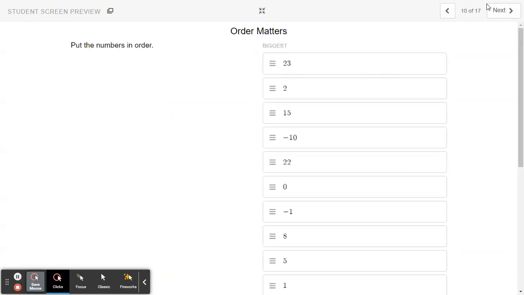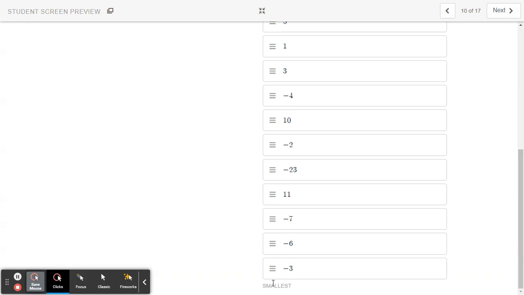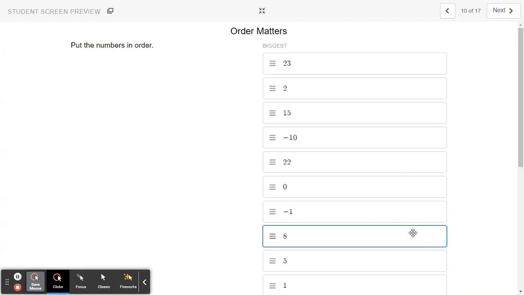Okay, so now here's where I want you to pause. I want you to take a second to think about what we were doing. Put these in order from the largest numbers to the lowest. So you can go ahead and pause. Okay? And here's what I'm going to do.